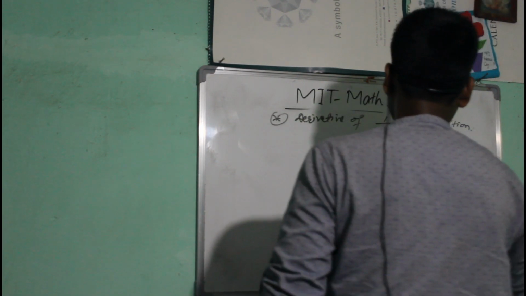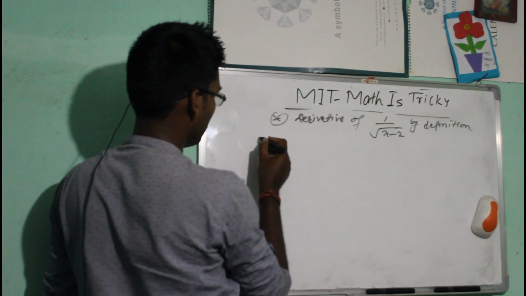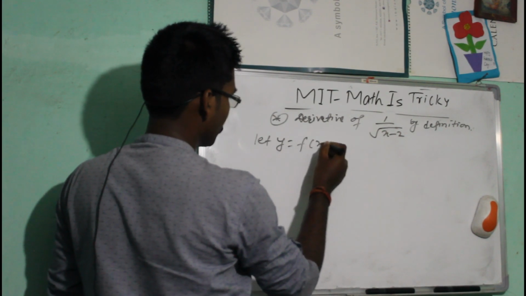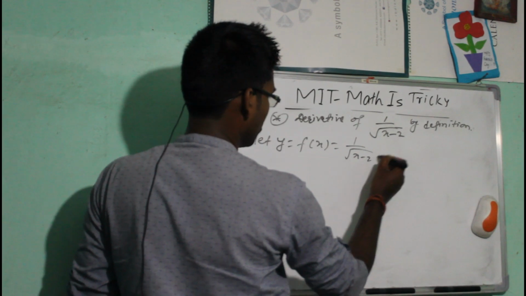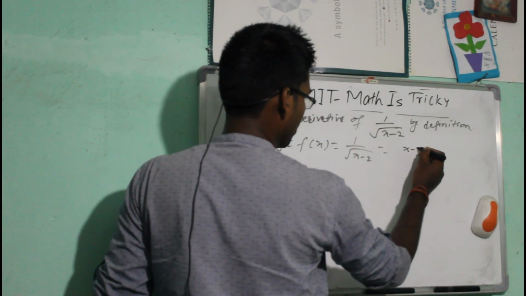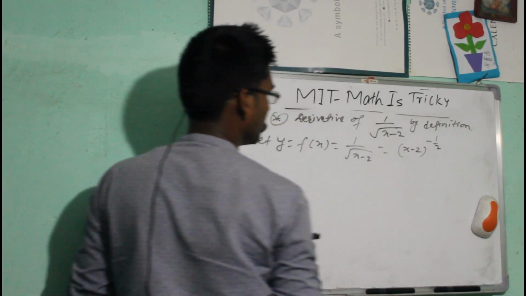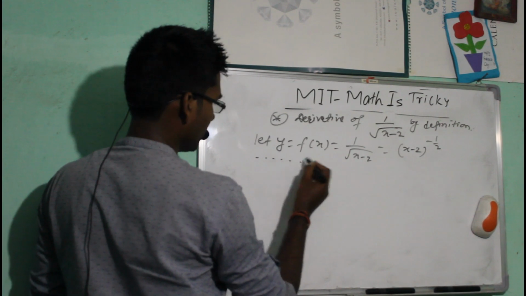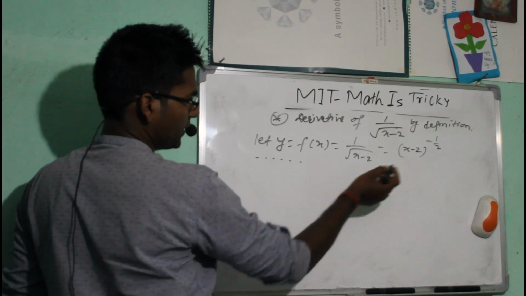Let's solve this problem. As before, let's continue this. Always suppose here let y equals f(x) equals the given function 1 by root x. This can be written as (x minus 2) power minus 1 by 2. Again following this, see the previous video, and by definition to find its answer.